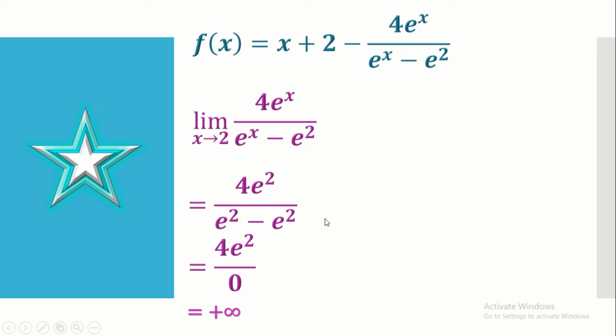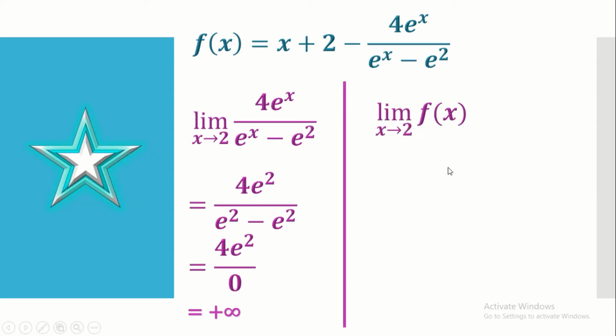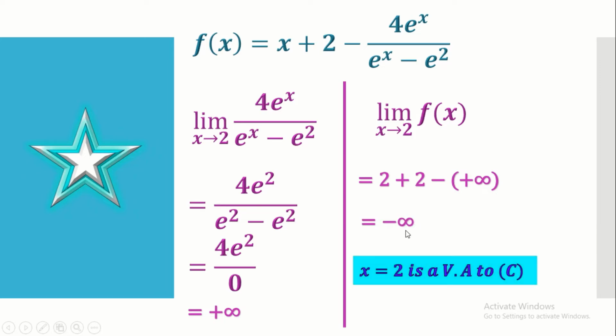Now what should be the limit of f of x in this case as x tends to 2? Here we can also replace x by 2. So it will give us 2 plus 2 minus the limit we have just calculated, which is plus infinity. So it gives us 4 minus plus infinity, so it's minus infinity. Therefore the limit as x tends to 2 of f of x is minus infinity, and we can say that x equals 2 is a vertical asymptote to the representative curve C of f.